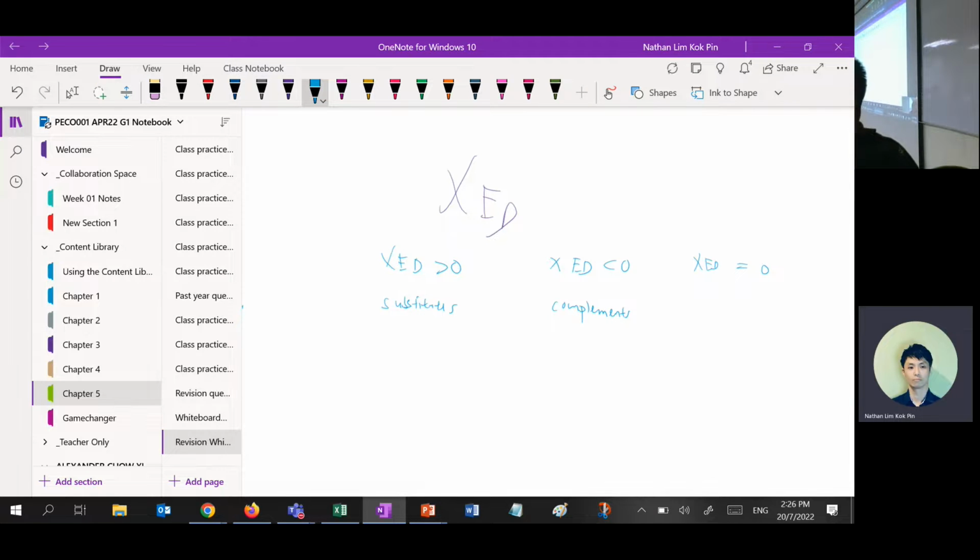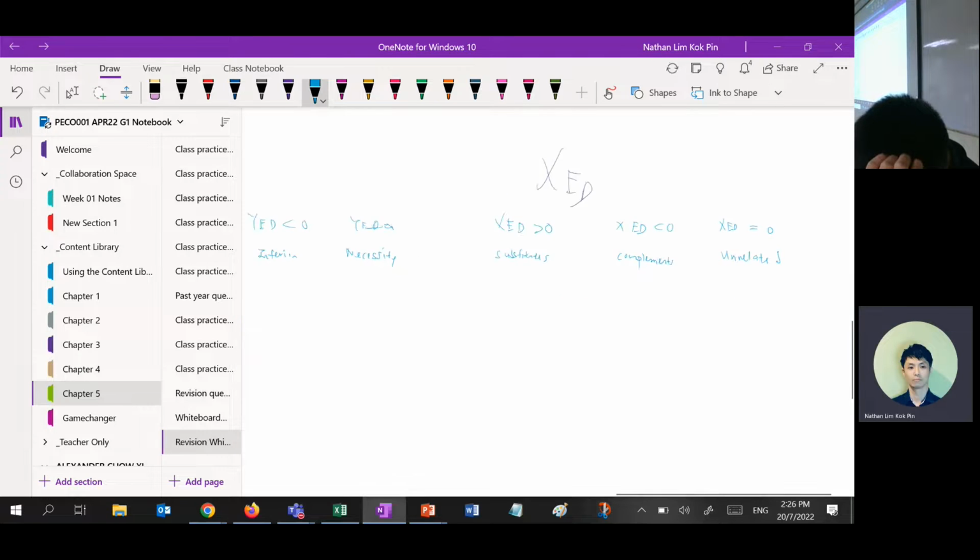Yeah. What? No, no, no. Complement, substitute. One more. Equals to 0 is what? Like what? XED equals to 0 is what type of good? Unrelated. Just like me and you. Unrelated. Okay. Phew. Lucky. All right.